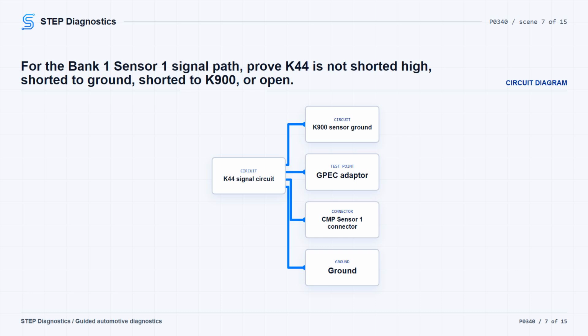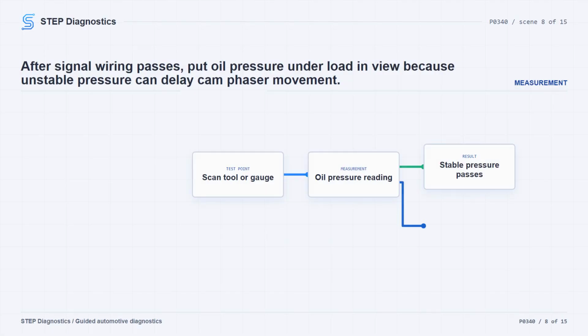If those checks pass, use the GPEC Diagnostic adapter 10436 and measure K44 resistance between the CMP sensor 1 connector and the adapter. It should be below 3.0 ohms. If it is not, repair the K44 signal circuit for an open or high resistance and verify the repair. When the signal circuit checks pass, move to oil pressure and mechanical control.